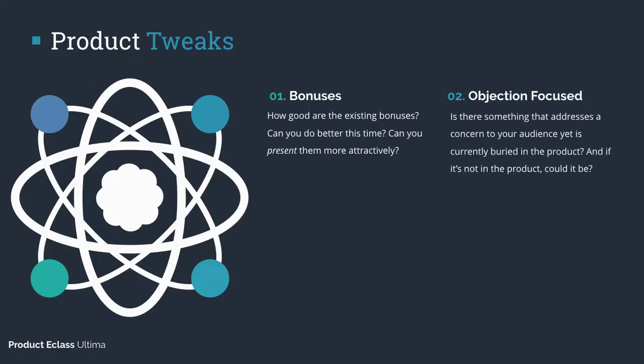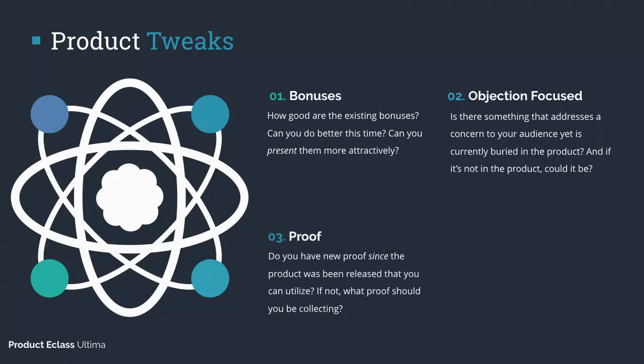Objection focus. Is there something that addresses a concern to your audience yet is currently buried in your product or bonus? Or if it's not in the product, should it be or could it be? So if everybody has a specific objection and you don't have a good answer for that, put the answer in your product and then tell people, I'm glad you asked that question. The answer is in the product, page 17, specifically paragraph 2, right? And maybe not that specific, but you should have your product kill objections as much as possible directly before they're even brought up. Because it should be so obvious that it's in the product that it should not be an objection any longer. Or at least it should help counteract objections.